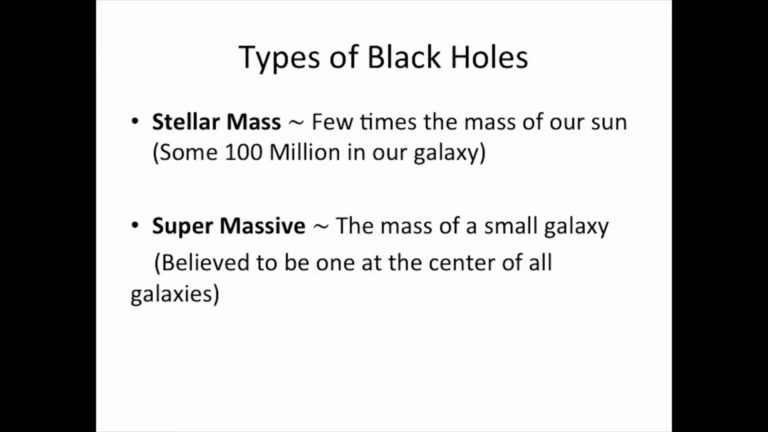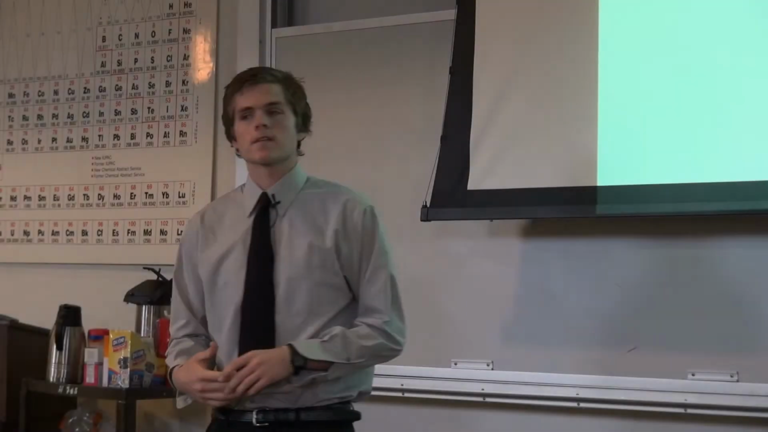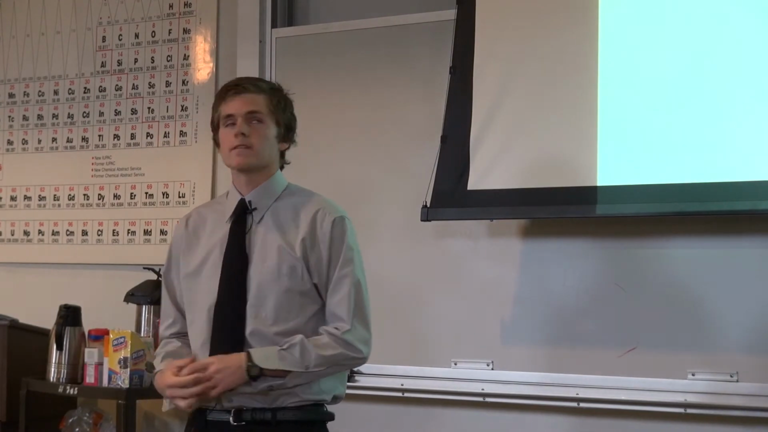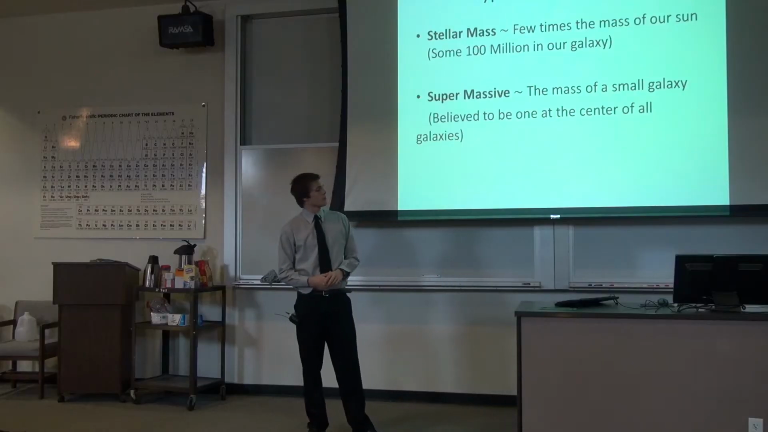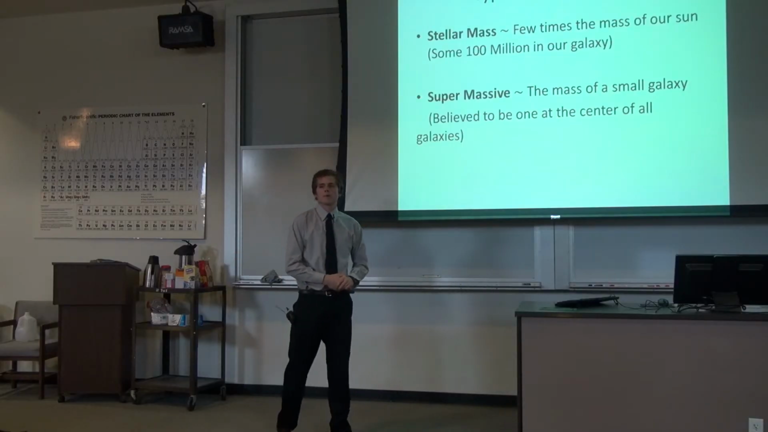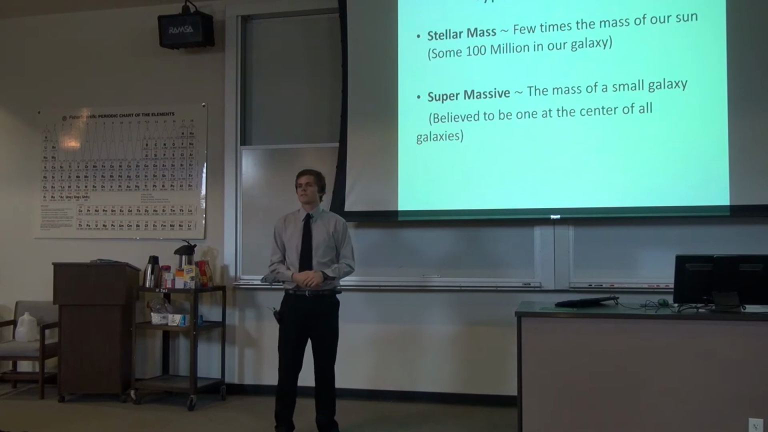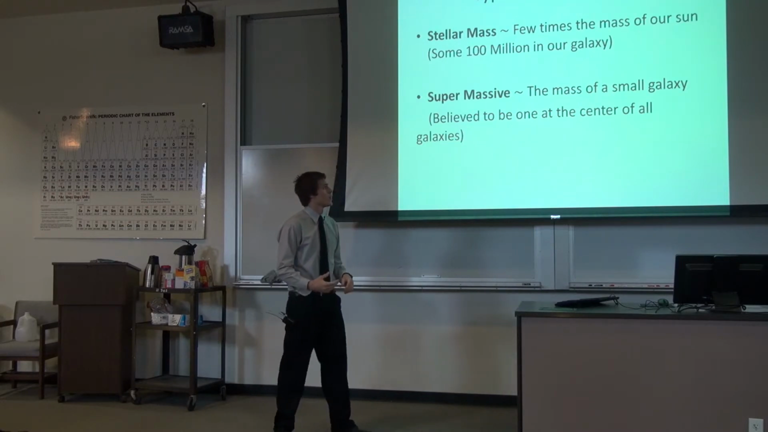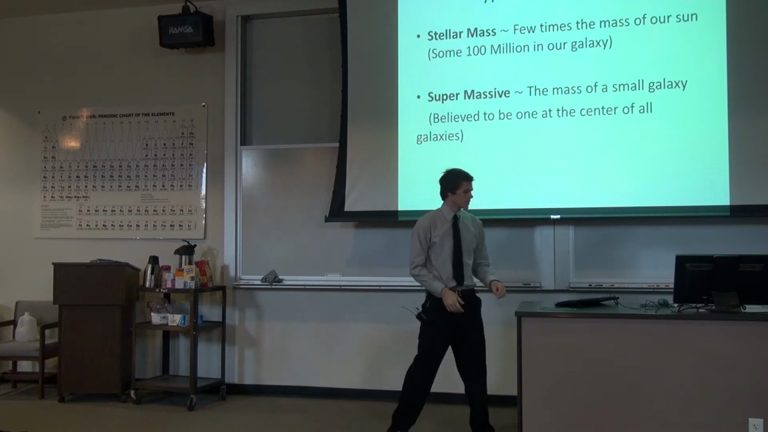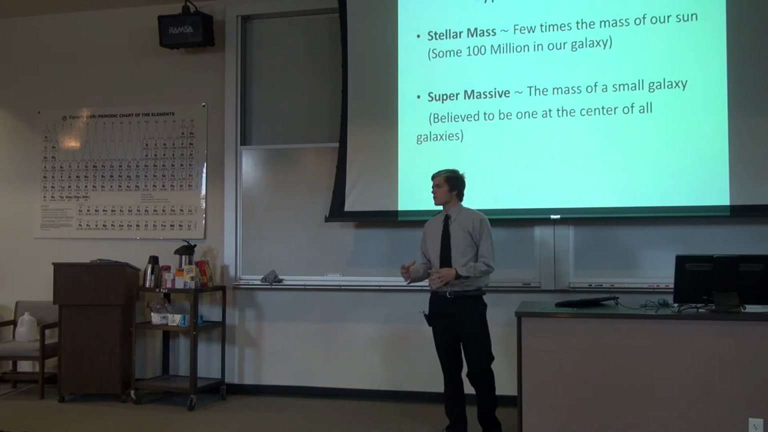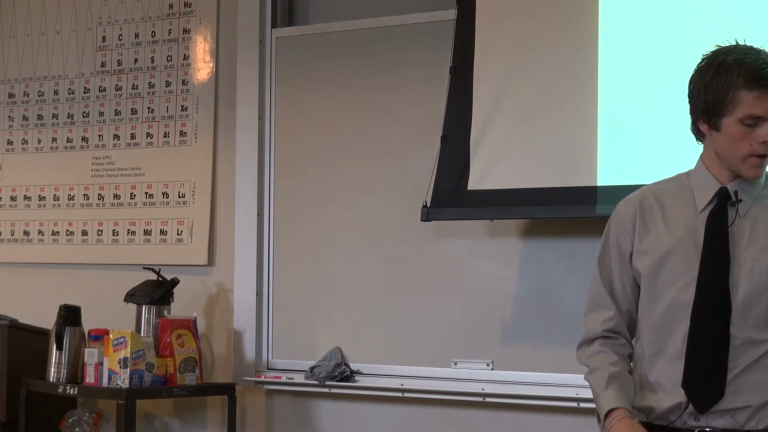Okay, so when we're talking about black holes, we usually break them up into 2 types of categories. The first being a stellar mass black hole, which is roughly the mass of a few times the mass of our sun. And there's estimated to be some 100 million in our galaxy alone. And then on the opposite end of the spectrum, you have a supermassive black hole, which is what we're going to be interested in our research, which is roughly the mass of a small galaxy. And scientists now believe that there's one of these supermassive black holes at the center of every galaxy.